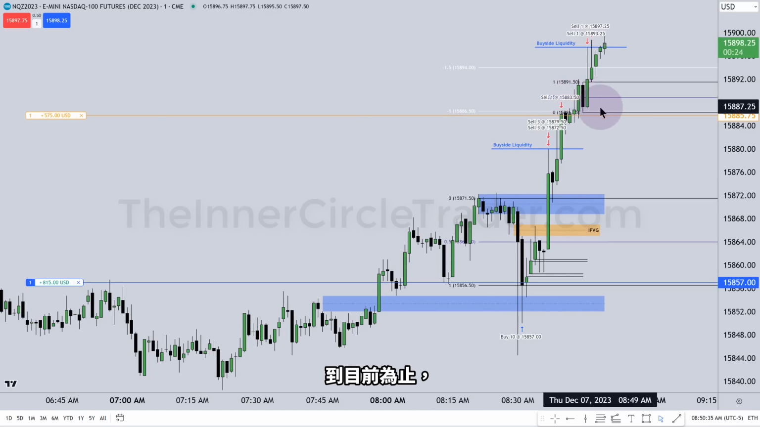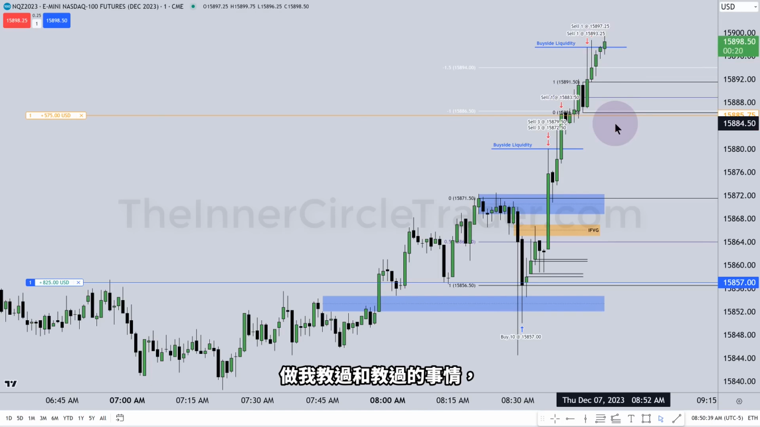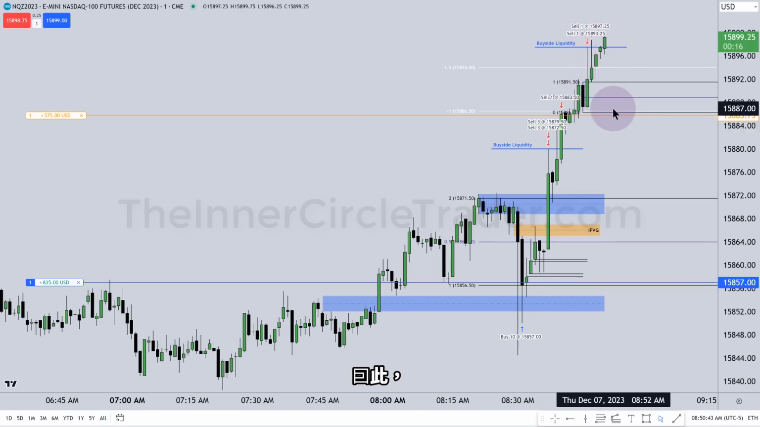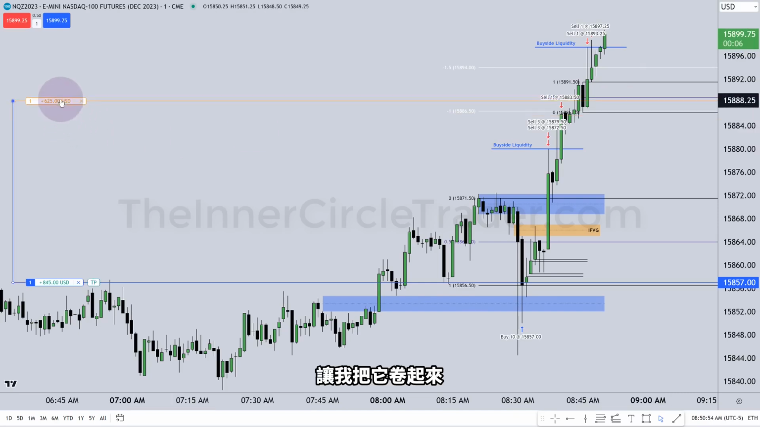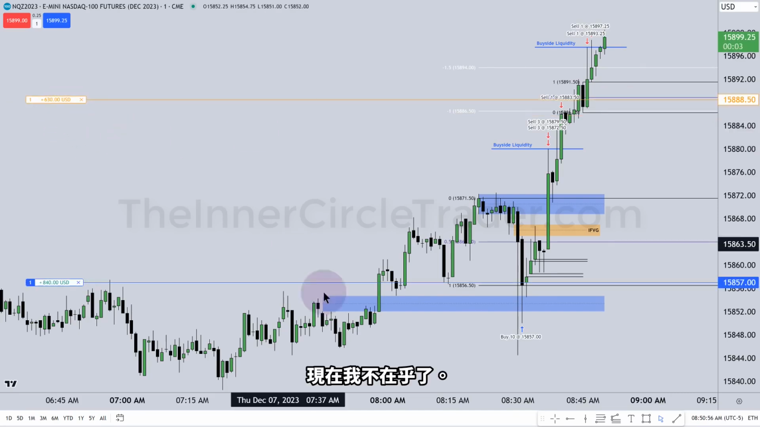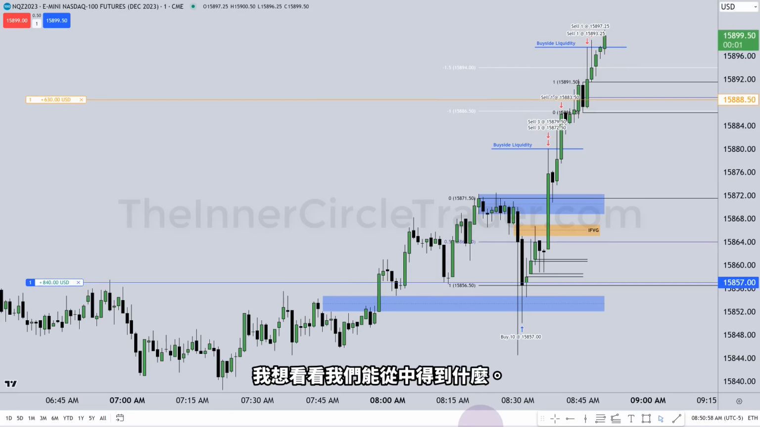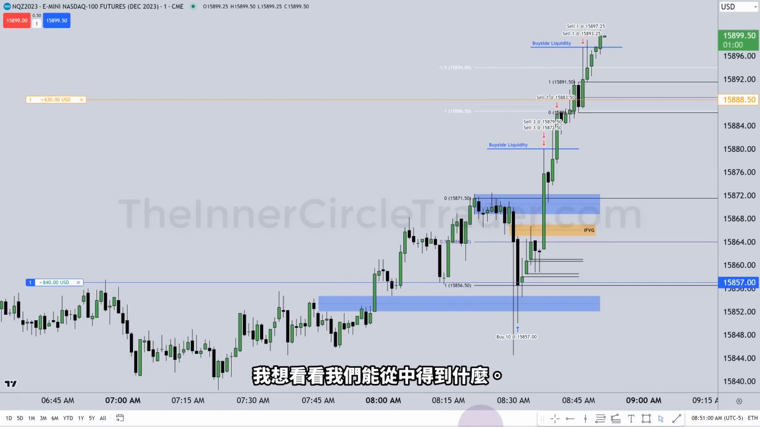15,883.5. And we don't have that big candle that I was looking for. I want to see that. So far, it just seems like it's reaching, doing the very thing I teach and have taught, running down equity. So if we're in a trade and it keeps piercing highs that were created on a short-term basis, yeah, I like that now. Let me roll that up underneath that. Now I don't care. I'm not going to move the stop anymore. I want to see what we can get out of it. See if there's any more juice in this lemon.